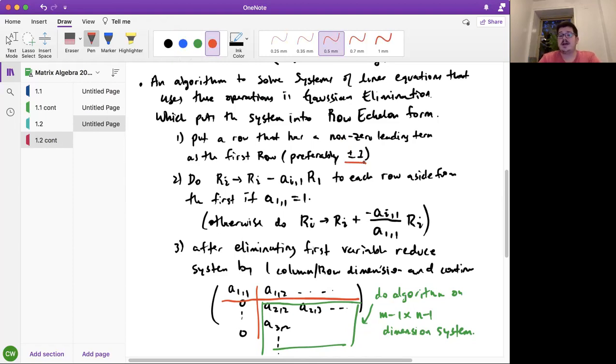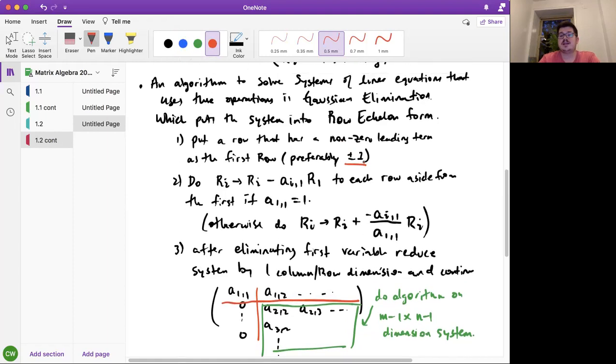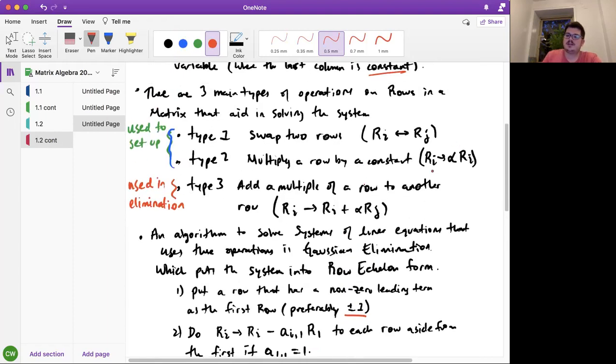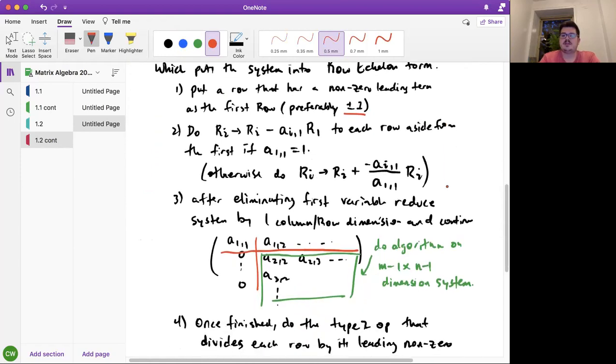If there is no plus or minus one, and you don't want to do a type 2, then you have this formula, which you can easily derive. It's really just algebra, a way to derive how to eliminate variables. So this is what you do. You use row 1. So this should be row 1 here.